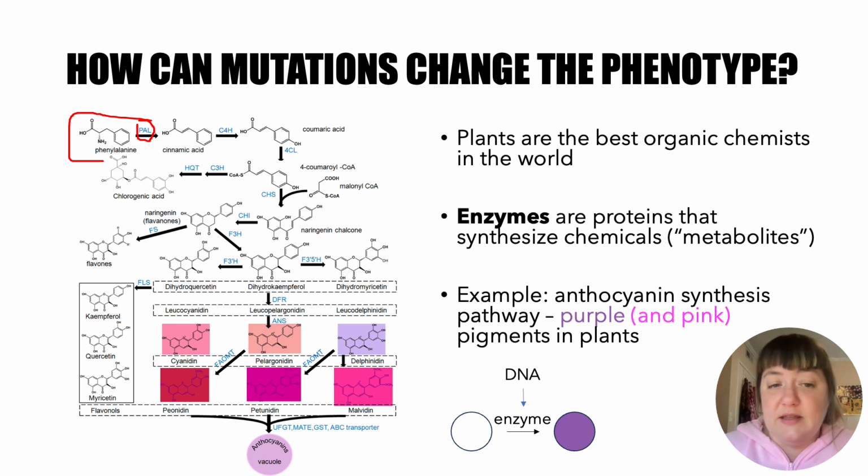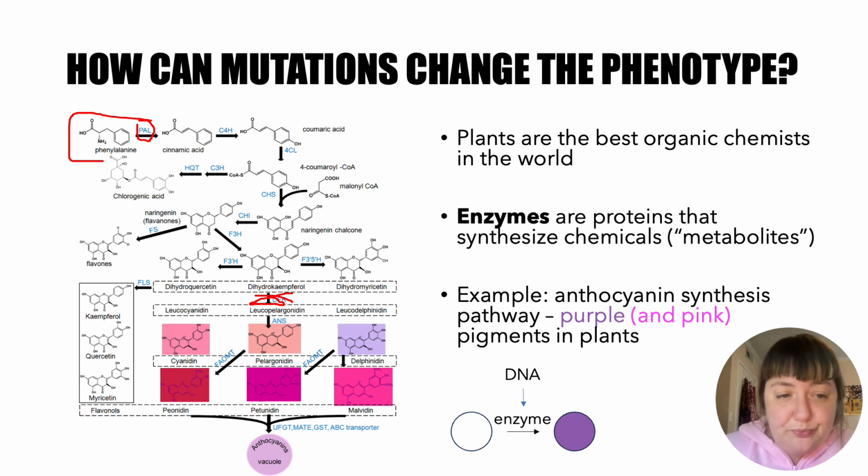So let's say you have a purple plant. If there was a mutation in one of these genes that synthesized that purple molecule, this gene, for example, got mutated, then the plant would not be purple anymore. It would probably be white.